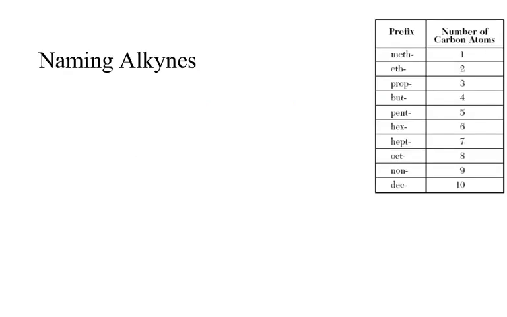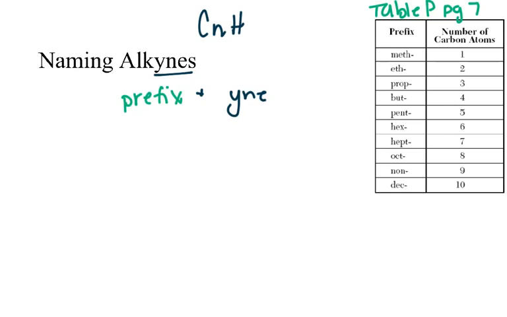So let's quickly look at naming alkynes. Again, same concept, table P, page 7. Only difference with this one is we're going to have prefix plus YNE. So remember our formula, CnH2n minus 2. So let's look at an example here. So let's do C2H2. So we look for our prefix for 2, eth. So we're going to have eth with our ending -yne. Okay? Same concept as alkanes and alkenes, we're just changing the ending.